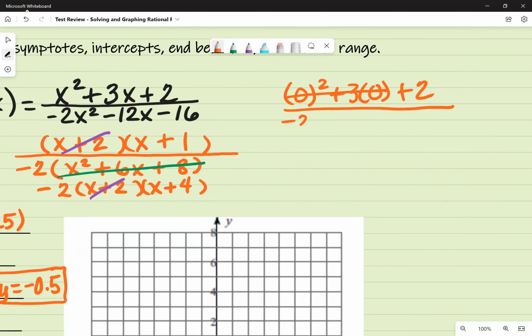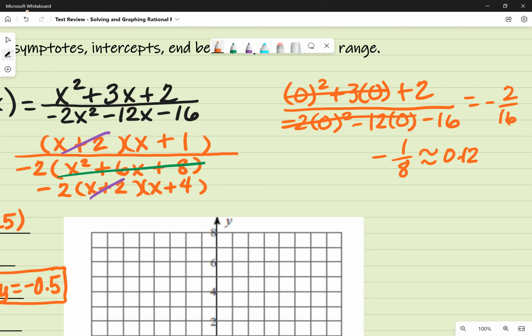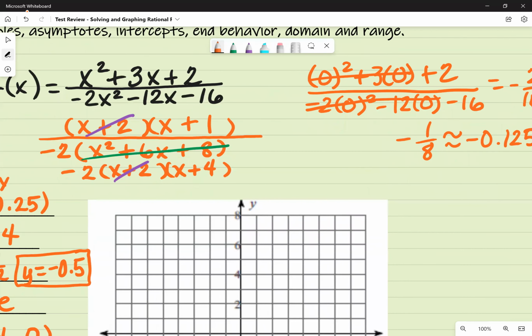And on the bottom, same thing. I want to replace every x with a 0 because that's what y-intercept means. You're going to have a 0 in the place of the x. And again, that part goes away. And what's left over is -2 over 16, which simplifies as -1 over 8. And that's going to be, as a decimal, 0.125. I'm sorry, in this case, it's a negative. It's going to be -0.125.